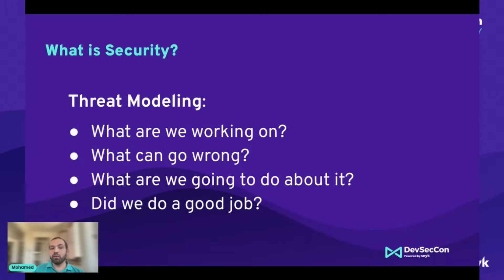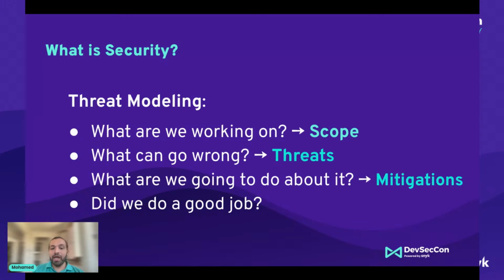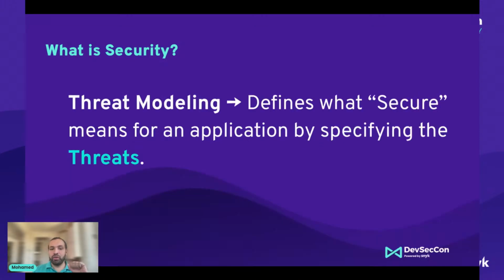first of all, what are we working on? So the scope of the application or the feature. What could go wrong? So these are the threats, the things that we should be secure from. And what are we going to do about it? The mitigation. So the things that we are going to be adding to our application to make sure these threats don't happen, or that we are secure from these threats. And the fourth question we're going to get to in a moment.